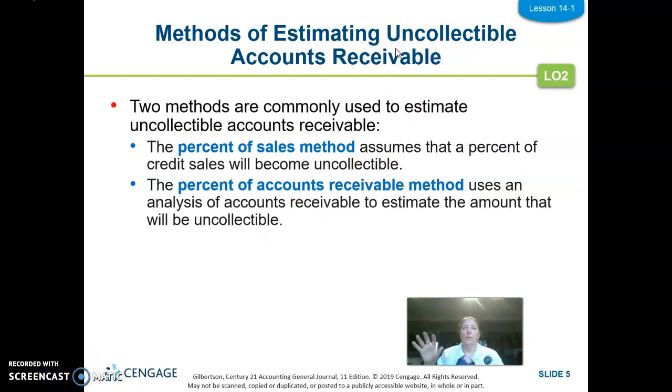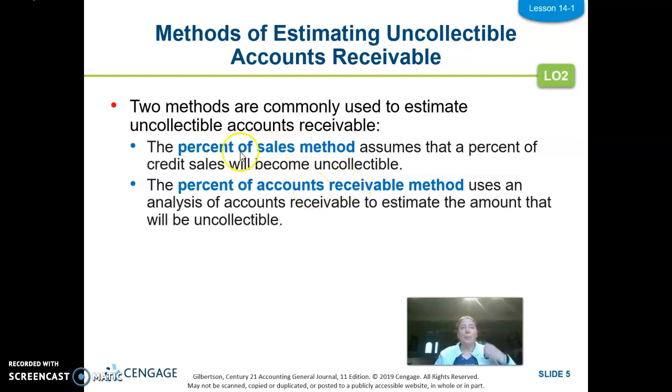So that's the overview. Now there are two different methods for estimating uncollectible accounts: the percent of sales method and the percent of AR method. Sales is an income statement focus. Accounts receivable is a balance sheet focus.